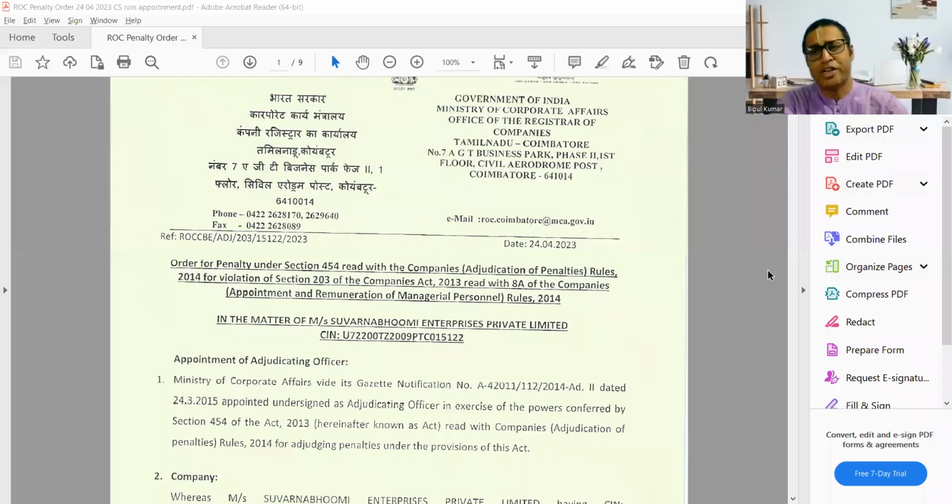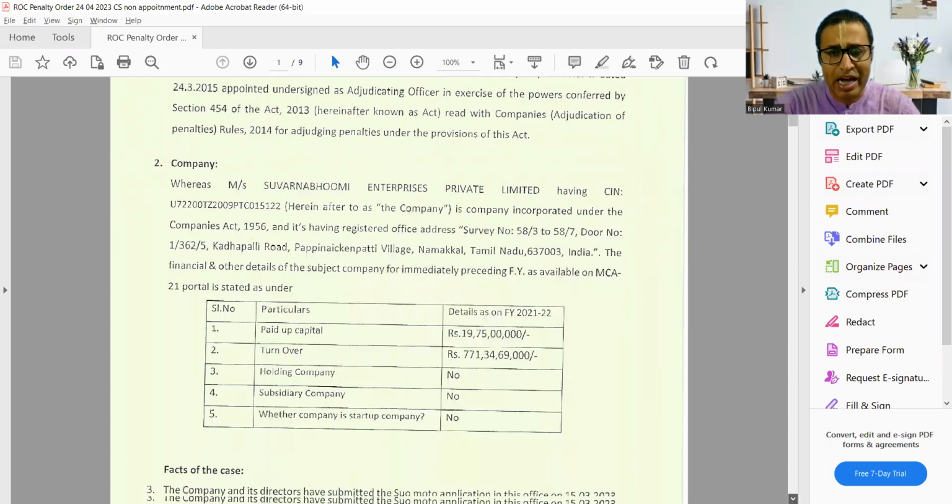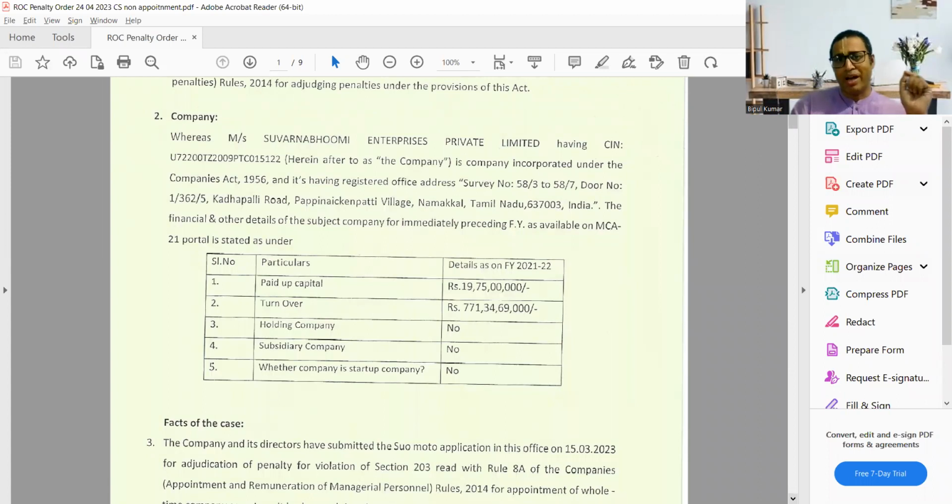Let's see the two adjudication order copies here. Both adjudication orders were passed on 24th April 2023 by the Tamil Nadu Coimbatore ROC. As per the first adjudication order, the company has its registered office in Tamil Nadu, and as per the MCA record, the financial file for the financial year 21-22 shows paid up capital of 19 crore 75 lakh and turnover of 171 crore 34 lakh 69,000. That is, the company is not a small company as per the financial file with the ROC.